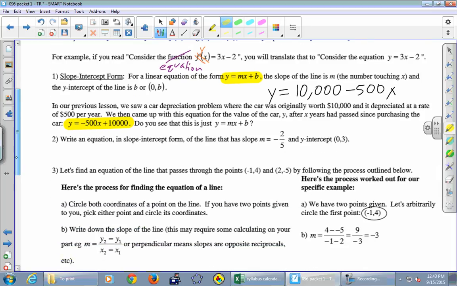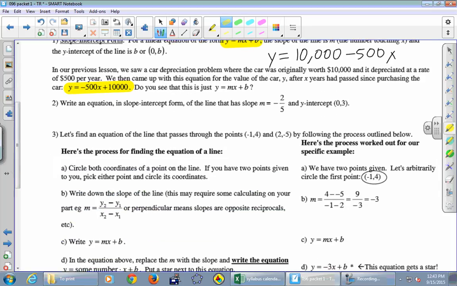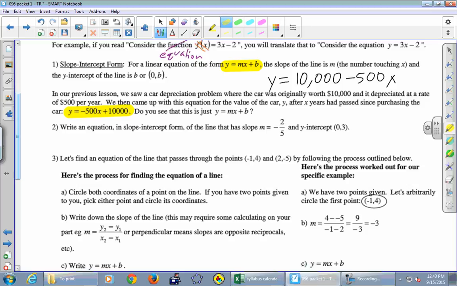Okay, first example you're going to do right now. Write an equation in slope-intercept form. That's the one we just saw. So named because it involves the slope m and the y-intercept b. Write an equation in that form of the line that has slope m equals negative 2/5 and y-intercept (0, 3). Go ahead and fill it in.